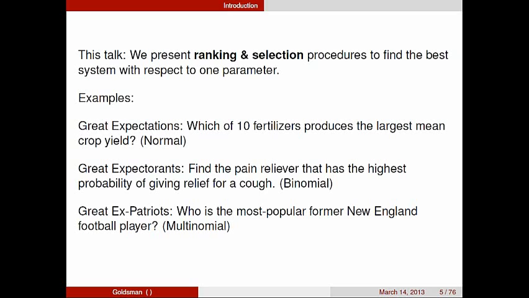And then, I was really stretching for a joke here, great expatriates, who's the most popular former New England football player? That, believe it or not, is a multinomial distribution. Find the cell of a multinomial distribution that has the highest probability of occurring. I'll give some more examples on that in a little while.